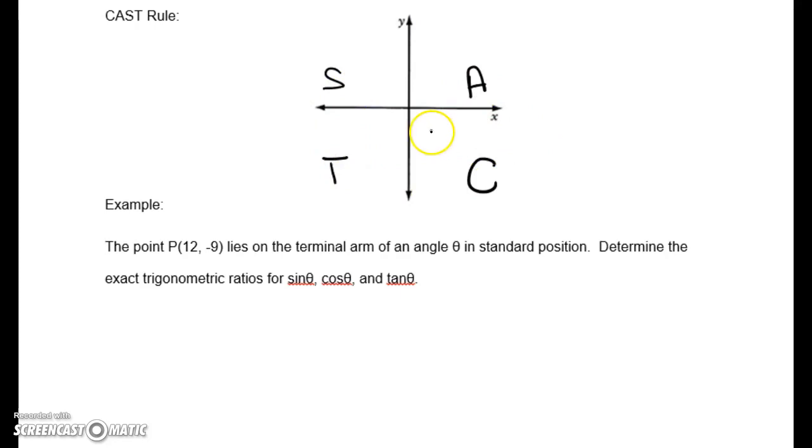So that means in quadrant 4, cosine is positive. In quadrant number 1, all of them are positive. In quadrant 2, sine is positive. And in quadrant 3, tan is positive. Obviously, all the other ratios, if they're not positive, they have to be negative. Okay? And so we're going to be using both the CAST rule and Sarcoxertics to help us out with our next example.